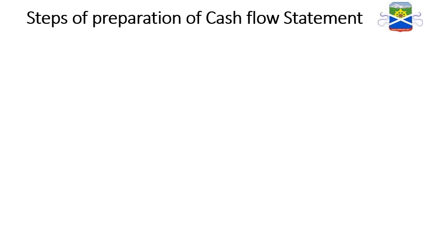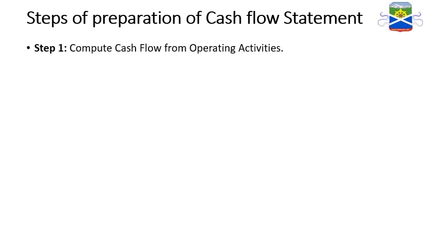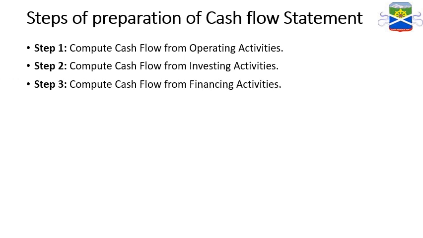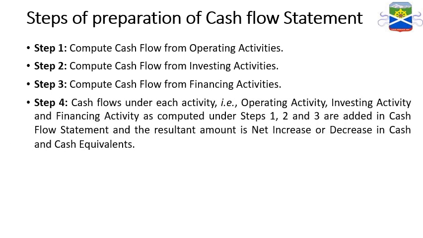Now, what are the different steps involved while we are preparing cash flow statement? Step 1 is to compute the cash flow from the operating activities. Step 2 is to find the cash flow from investing activities. Step 3, compute cash flow from financing activities. So we will find the cash flow from these three different activities. Now step 4, under each activity, that is operating, investing and financing activities, as you computed under steps 1, 2 and 3, we will add it to find the net increase or decrease in cash and cash equivalent.